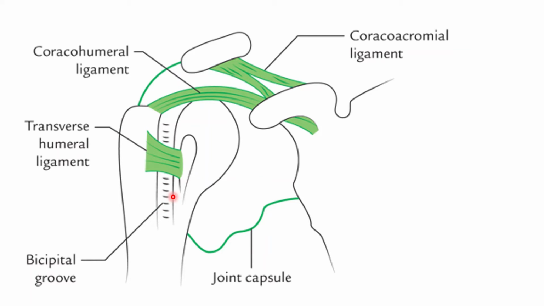So this is about the ligaments of the shoulder joint. In total, the ligaments are: the fibrous capsule, the glenohumeral ligaments, the glenoid labrum, the coracohumeral ligament, and the transverse humeral ligament.